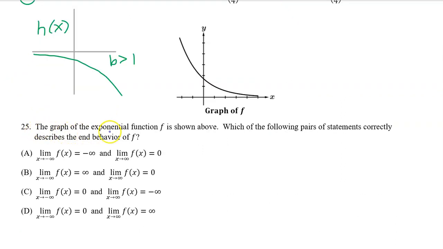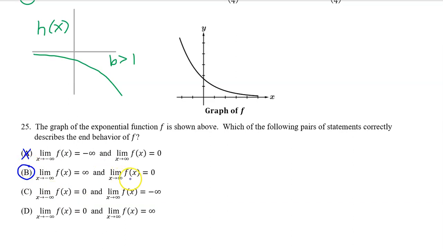25. The graph of the exponential function f is shown above. Which of the following pairs of statements correctly describes the end behavior of the graph? Well, this will be super easy. As we go to the left, f increases without bound. So I'm looking for one that says the limit as x approaches -infinity equals +infinity. So let's see, the limit as x approaches -infinity, -infinity, no. -infinity, +infinity, yes. And that's the only one that has that. So the answer has to be B.